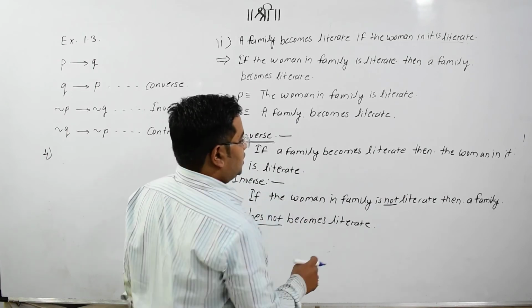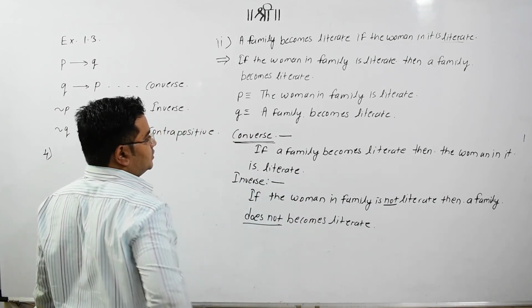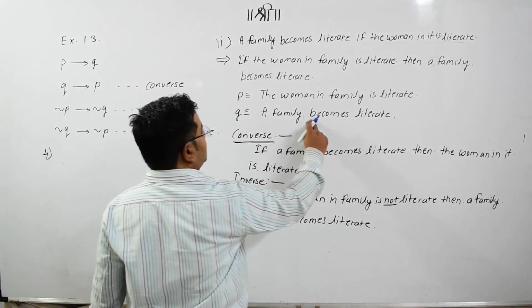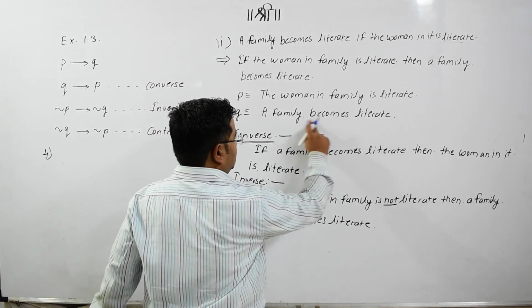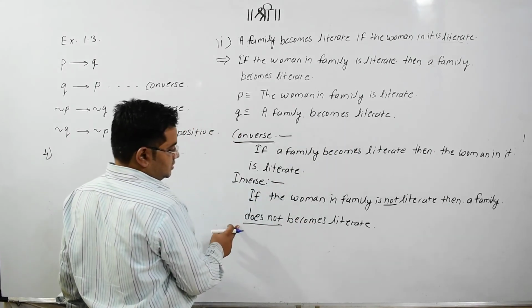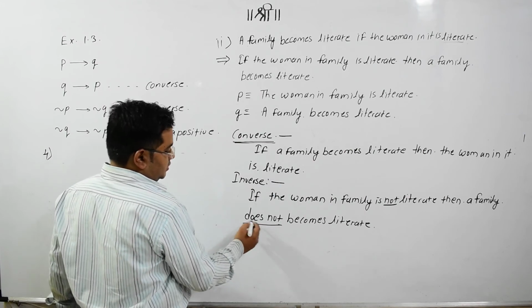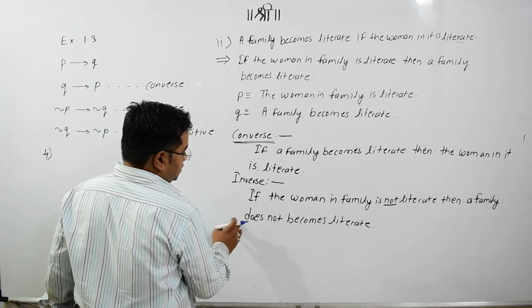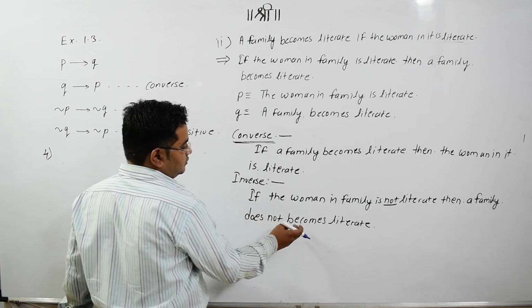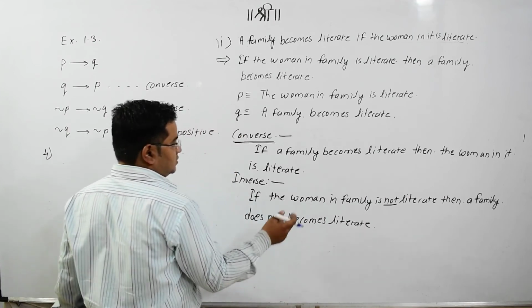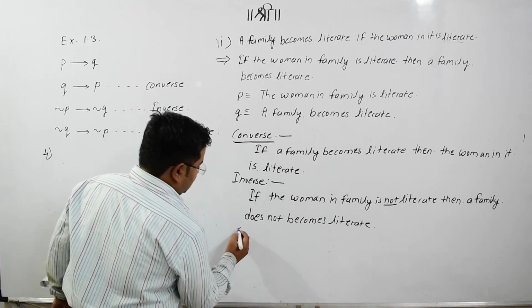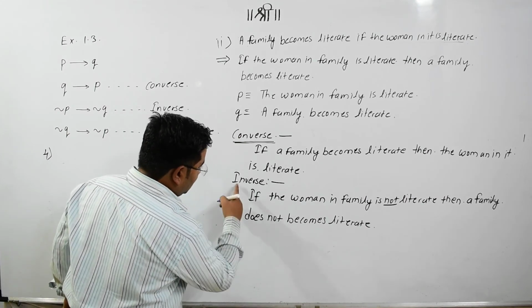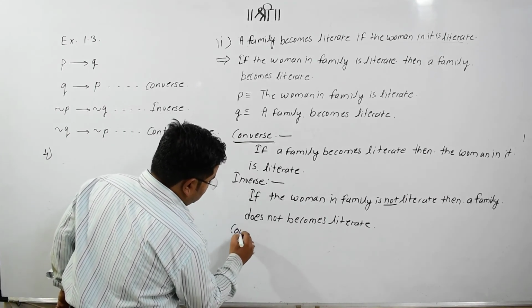Hope you understood. That's what the grammar says. So here the word is becomes, therefore I am putting this does not, does. This word is the most important parameter. And next step we need to put the not. So does not will be used for this becomes purpose. So therefore this statement is like this. Inverse is done.